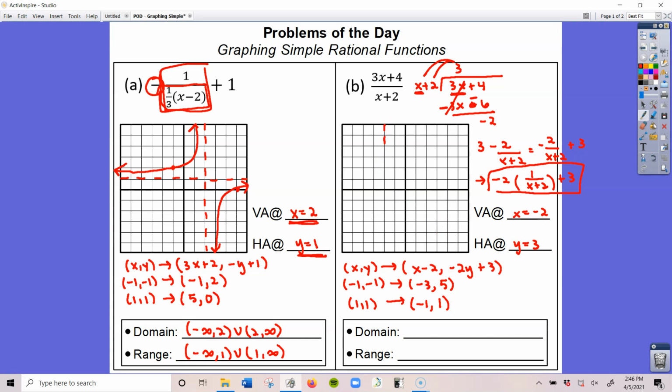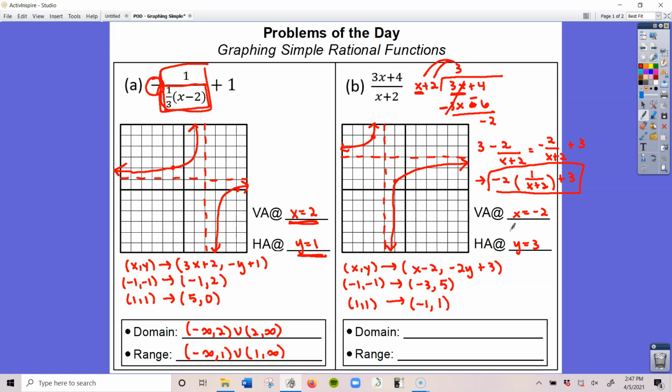So we have the vertical at x is equal to -2, the horizontal asymptote at y is equal to 3. We're going to go ahead and plot those points, -3, 5, and -1, 1. And now we curve according to those asymptotes. And that would be my graph.